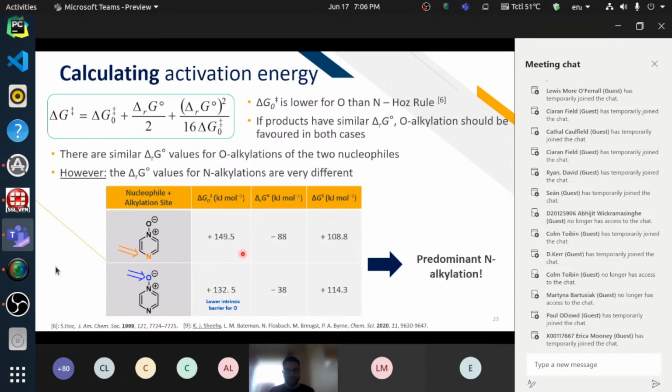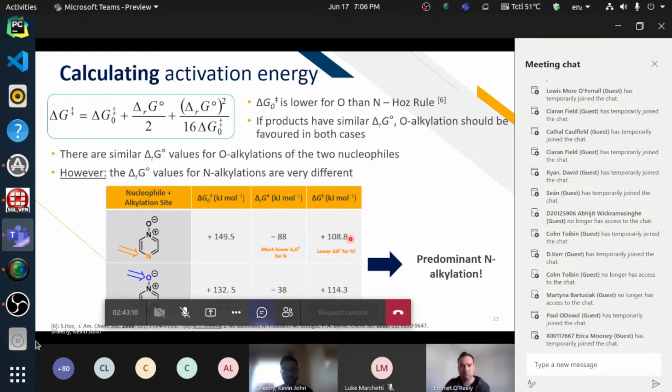But what the calculation suggests is that for pyrazine N oxide, the Gibbs energy of reaction is much lower for the N-alkylated product than it is for the O-alkylated product. And when you plug these numbers into the Marcus equation twice, and then you get two activation energies, you'll find that the very large thermodynamic preference for the N-alkylated product results in a lower activation energy for the N-alkylation process. So then it becomes kinetically preferred, and that is the product you see.